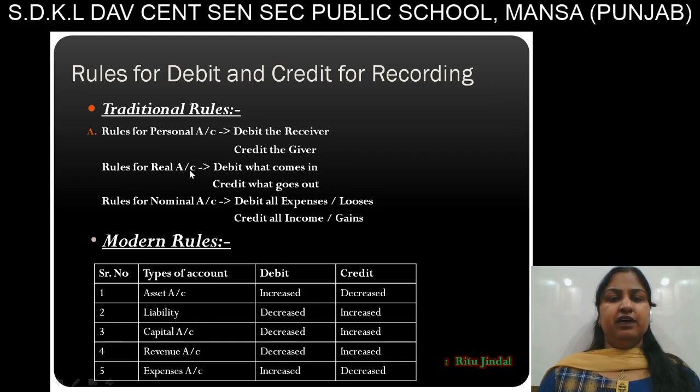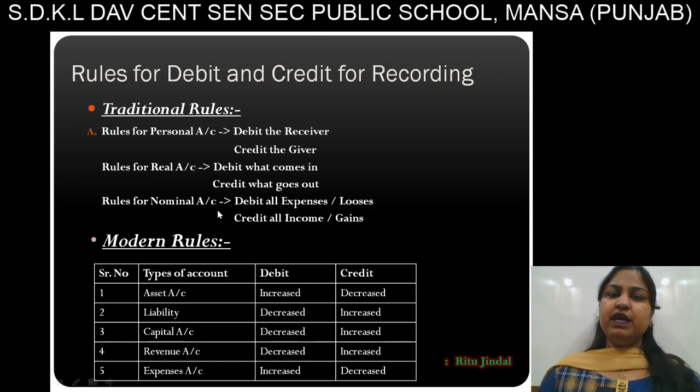Rules for real account. Real account means account of all the assets. Either the asset will come in the business or the asset will go out from the business. Whenever the asset comes in the business, the account of the asset should be debited. And whenever the asset goes out from the business, then the account of the asset should be credited.